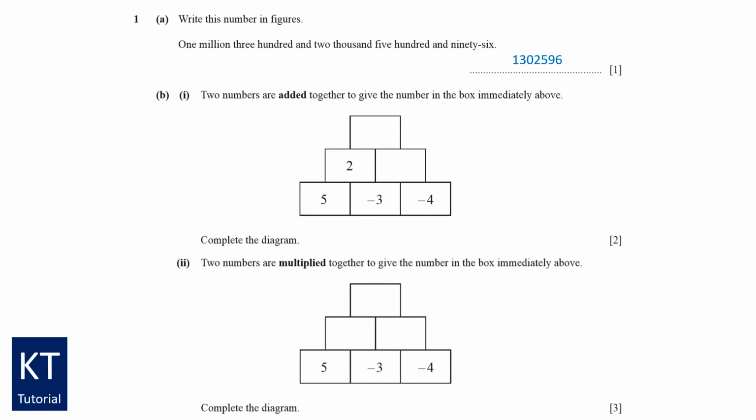1b. Two numbers are added together to give the number in the box immediately above. Complete the diagram. Here they are. Next, two numbers are multiplied together to give the number in the box immediately above. Complete the diagram. Here they are.